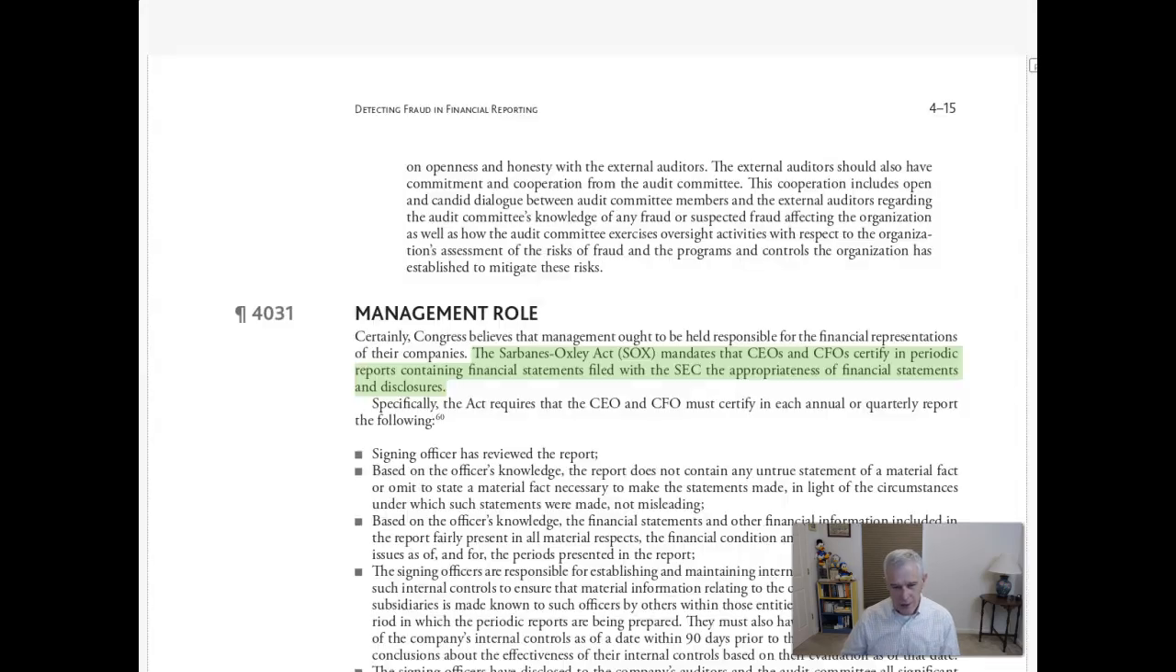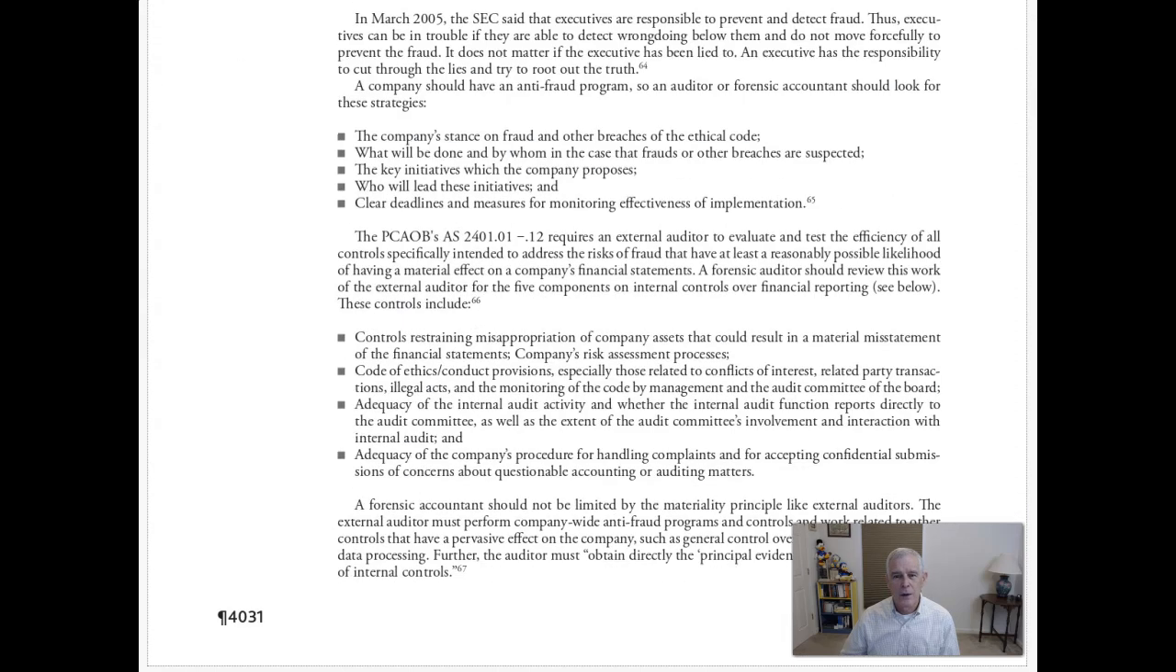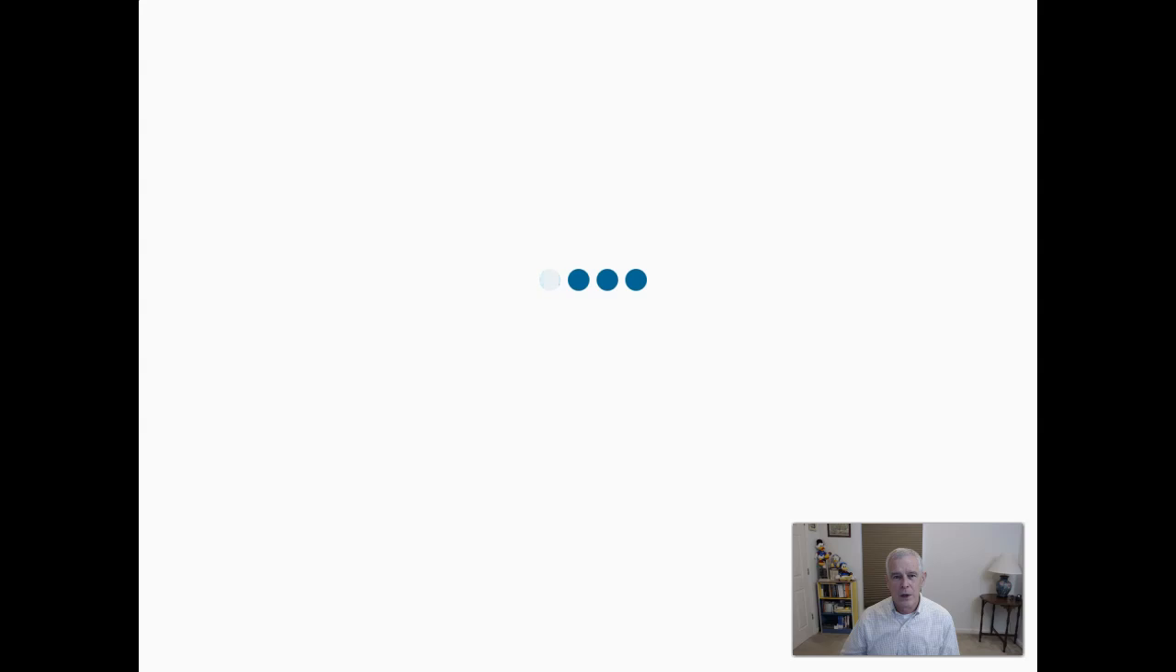That's page 14. So let's go to 16. Here we go. And let's go to here.